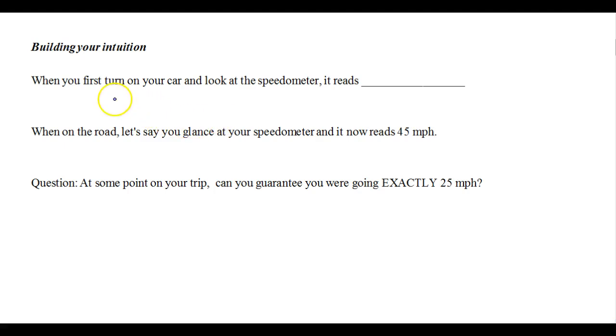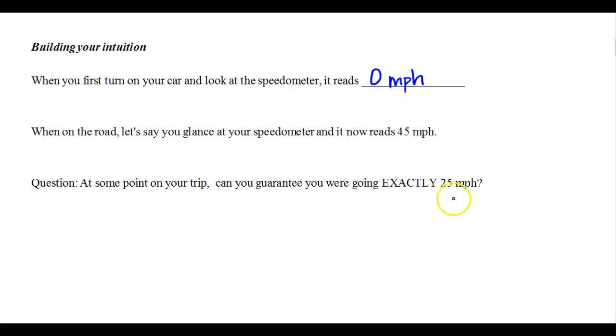So when you first turn on your car and look at the speedometer, it reads what? Hopefully it should read 0. It should read 0 miles per hour, right? If you just turn on your car, it should be going 0 miles per hour. And now let's say when you're on the road, you glance at your speedometer, and now it reads 45 miles per hour. So my question to you is that at some point on your trip, can you guarantee that you were going exactly 25 miles per hour?